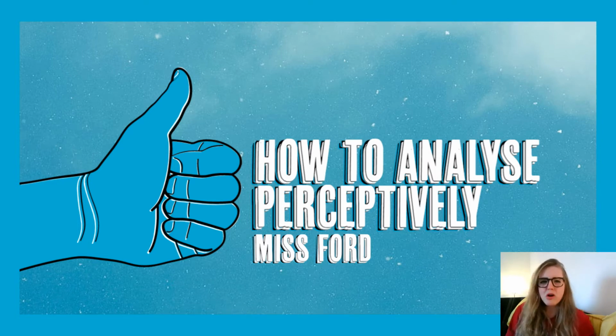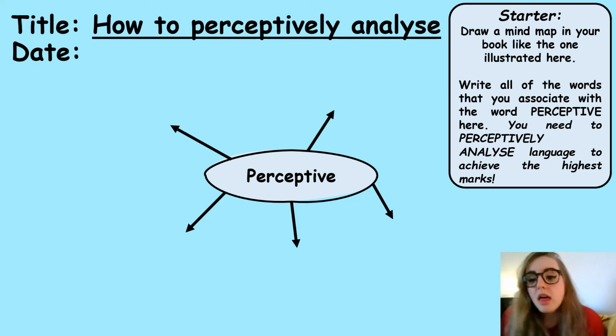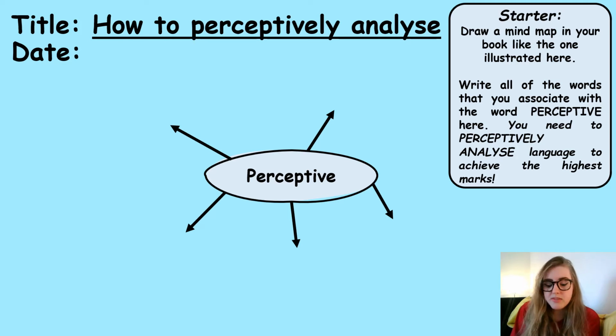It almost seems quite convoluted, quite complicated if I say, okay, you need to come up with a perceptive point if you don't actually understand what the word perceptive means. So just get your pen and paper ready. If you can just write the title of how to perceptively analyse, and then get a mind map, put perceptive in the middle, and then think of all the words that you associate with that, that'd be great.